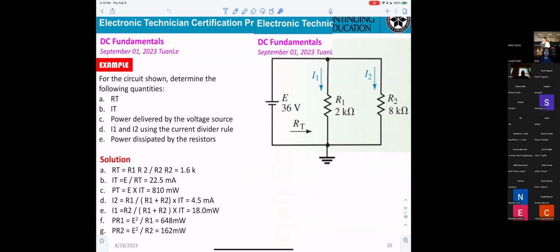Now, this is the example. We already have the solution given, so I will just try to explain to you. Determine the following quantities: the power delivered by the water source.